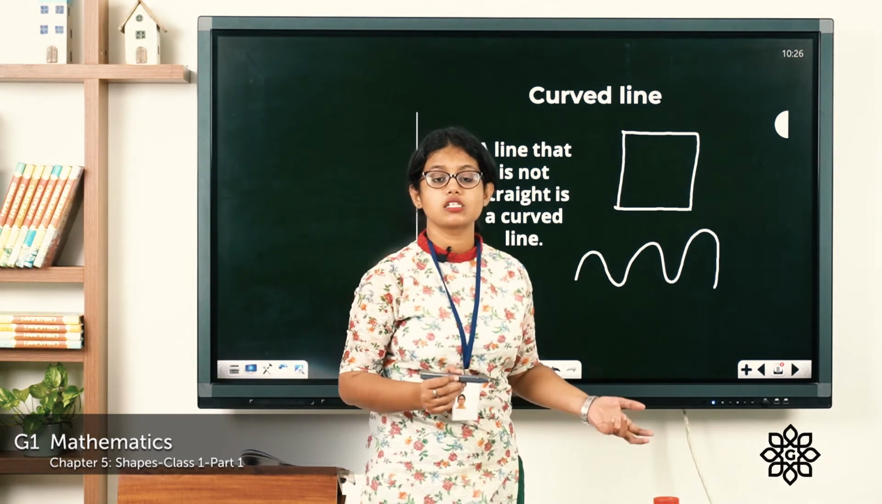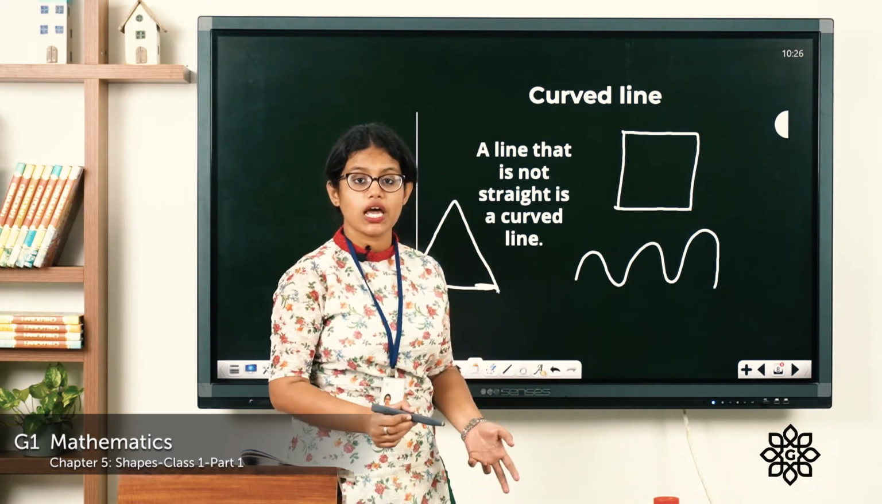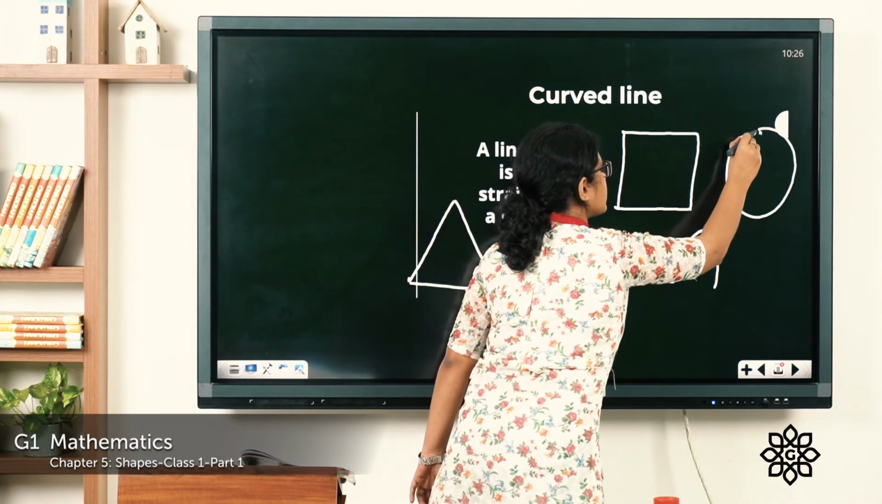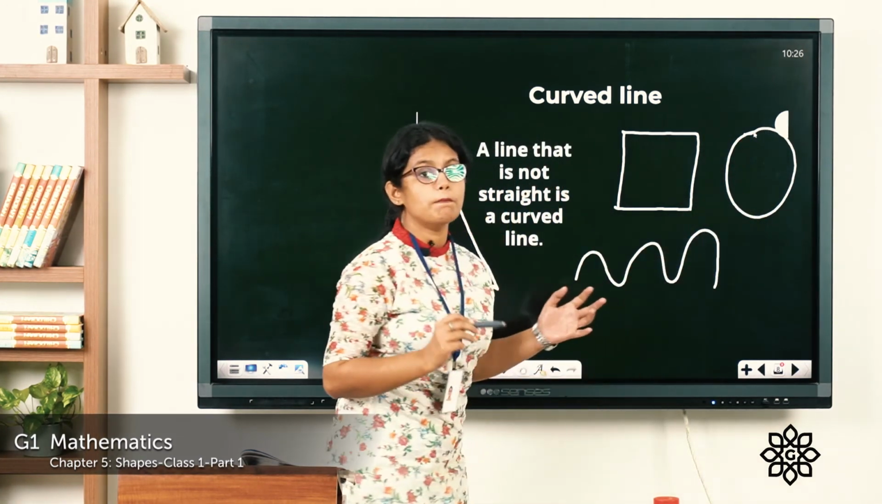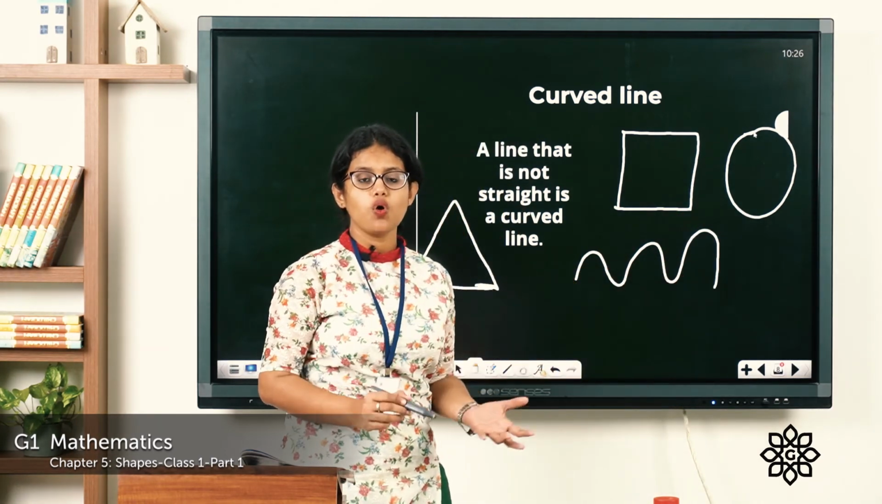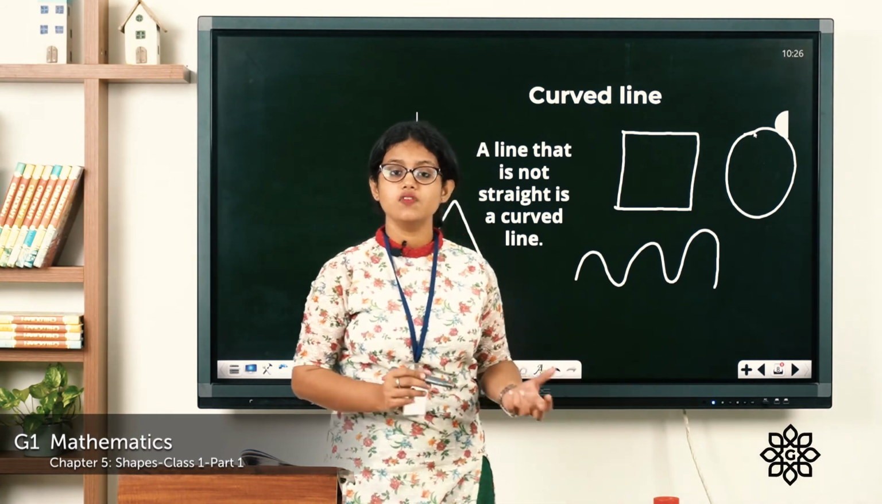What about a circle? How do you draw a circle? With a straight line or a curved line? You draw a circle with a curved line. Right. So a line that has a bend, we call it a curved line. So you can draw different shapes with straight lines as well as curved lines.